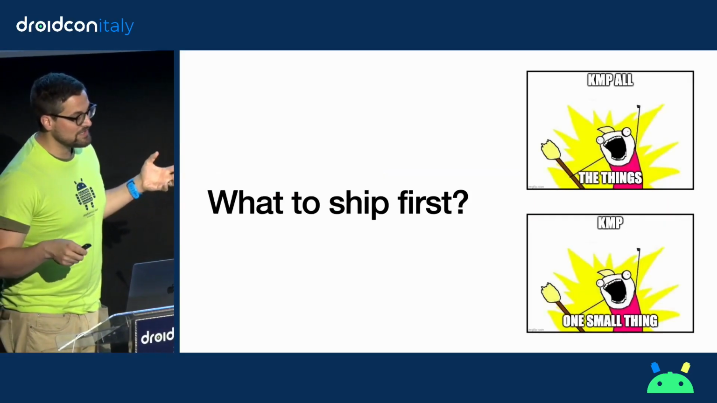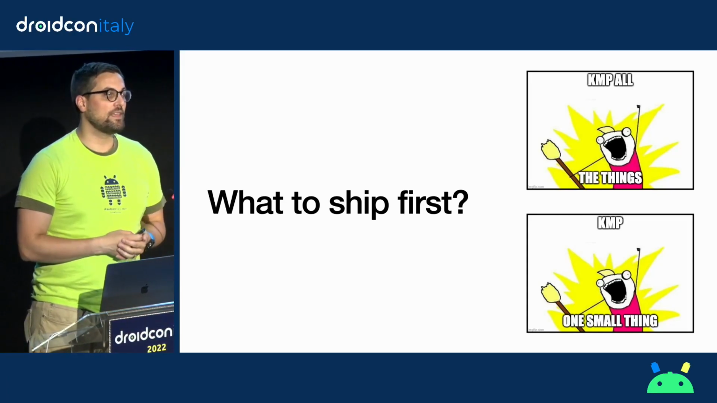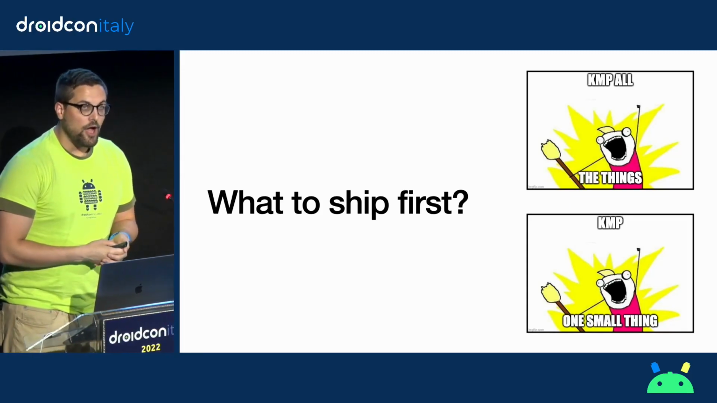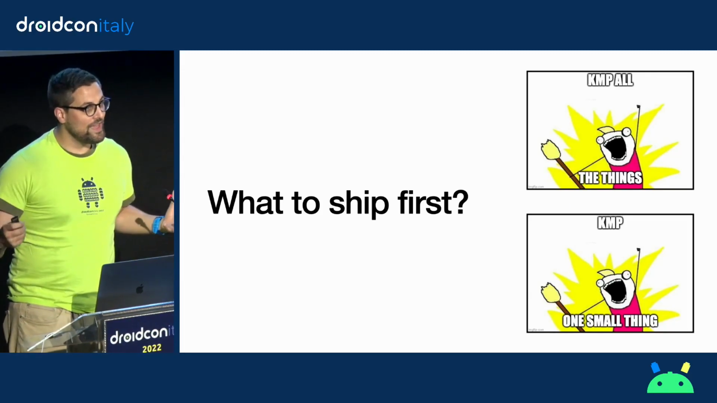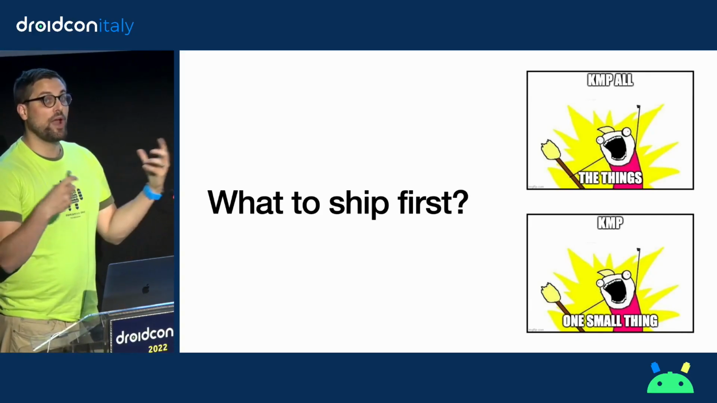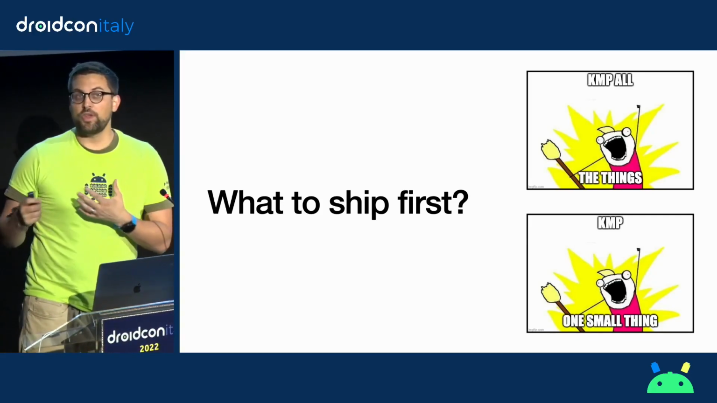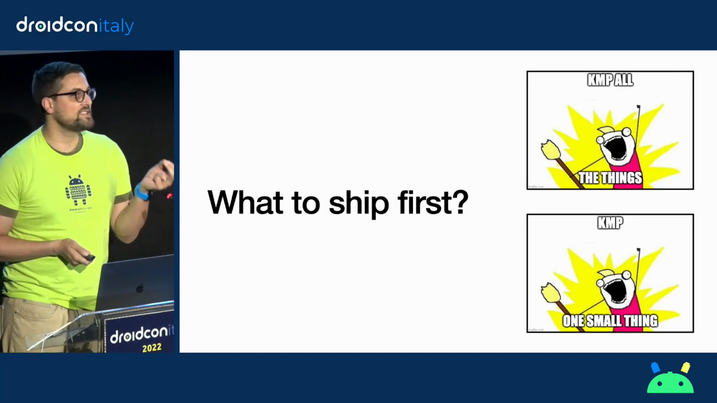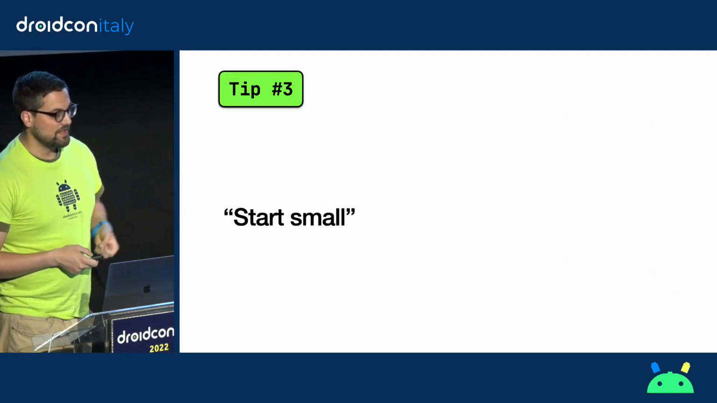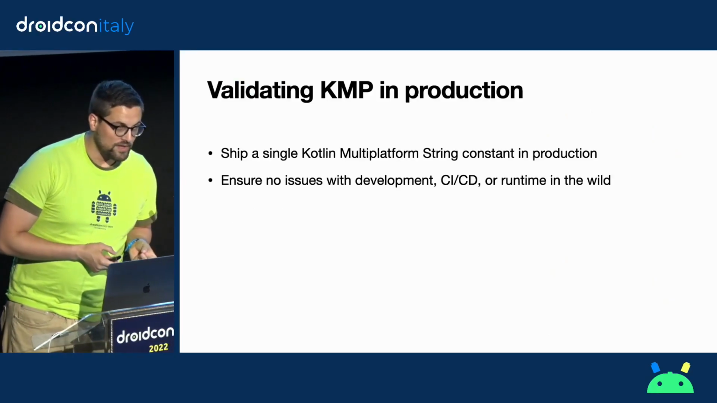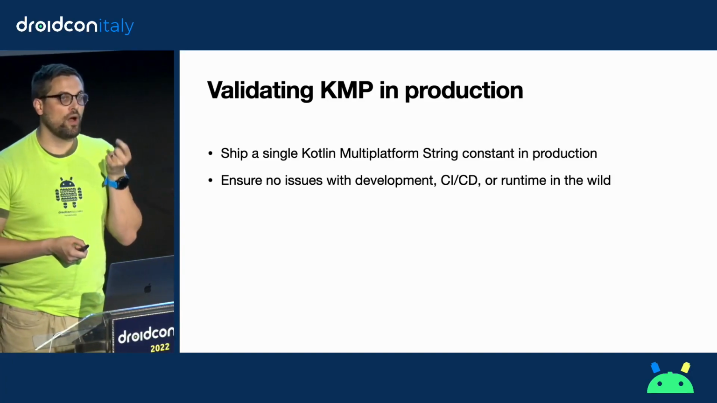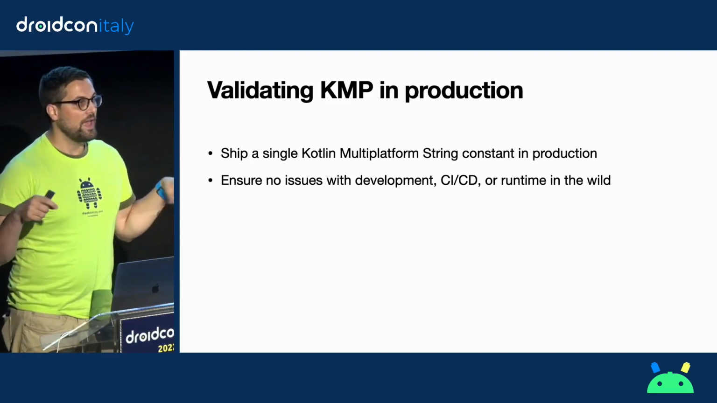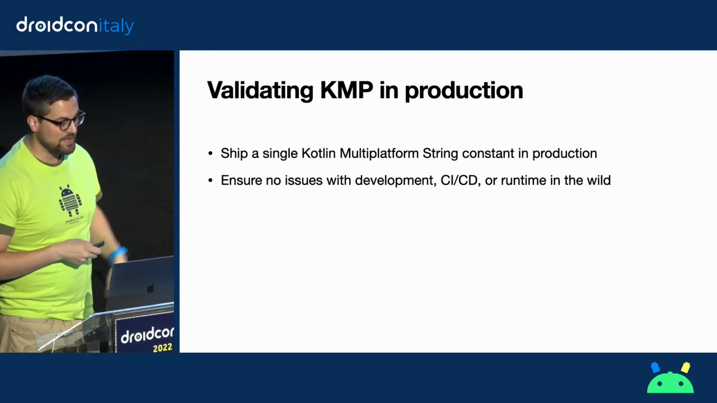So this was the other big question: what do we want to ship first? And I think this is another place where there's a lot of room for your team to think about this yourself. We could go, KMP all the things, let's start writing big new features, we could rewrite things in Kotlin Multiplatform, or you can go the other direction, which is where I would recommend and where we started, which was to start with something very, very small. For us, our small thing was literally one string constant, I believe, that we defined in shared code, exported to both platforms, and used to log an analytics event in production.